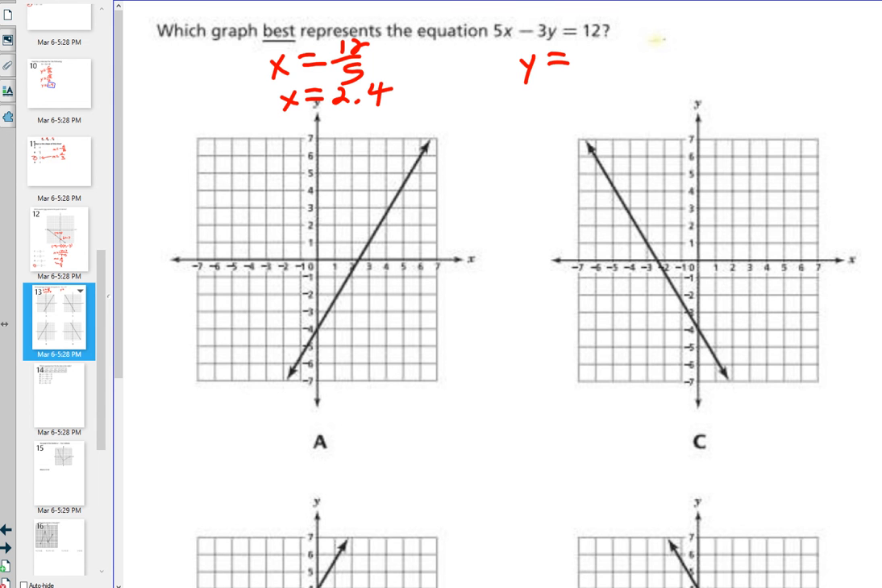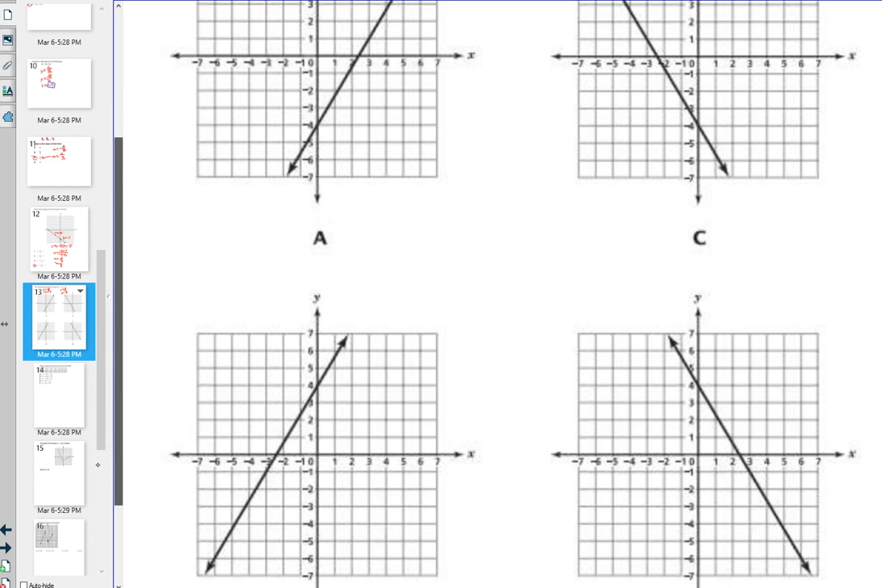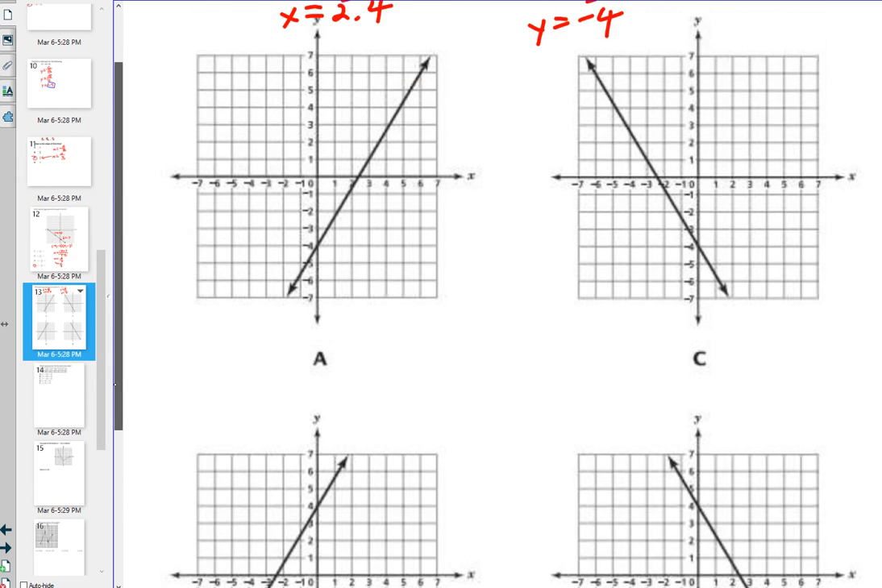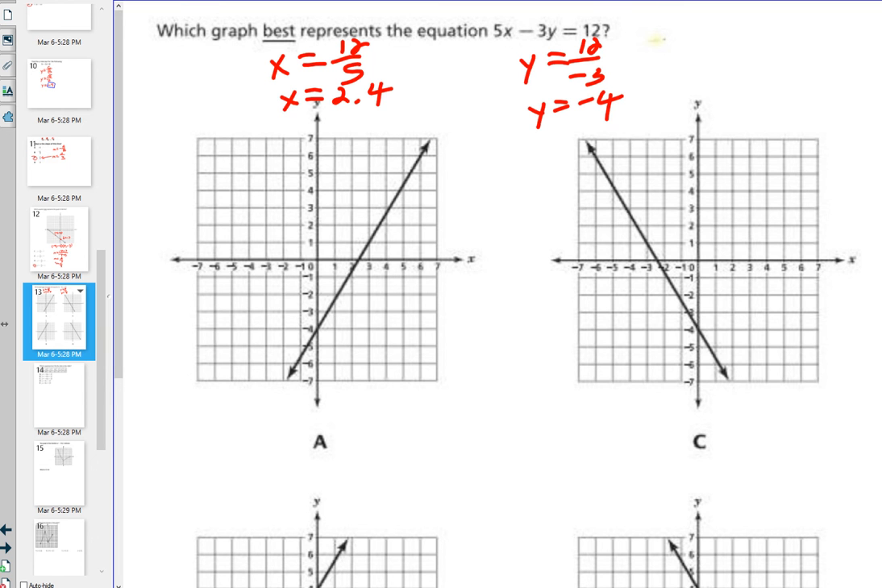The better one is the y, which we just finished doing, 12 over -3. That gives you -4. Which one of these is crossing in between the 2 and the 3, but then also through -4? It's on the board right now. You can actually see it. The only two that are passing through -4 are these two on top, A and C. But then, which is the only other one that's also passing through positive 2.4, in between 2 and 3?